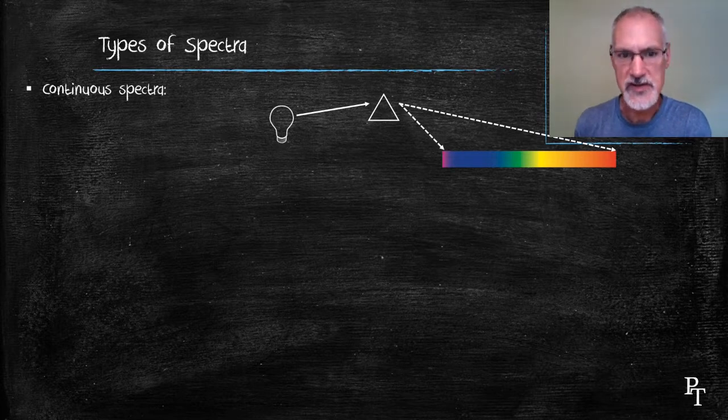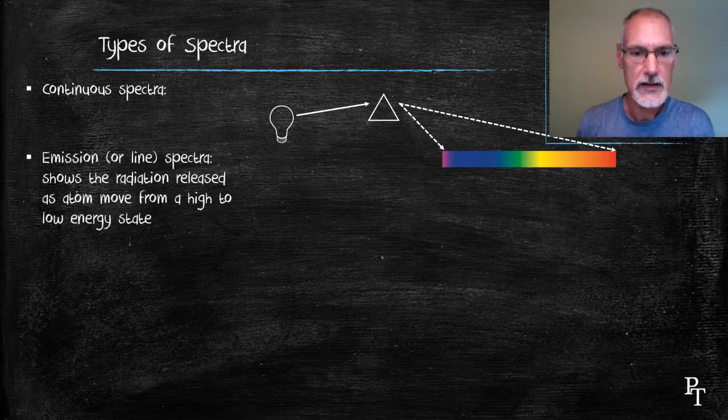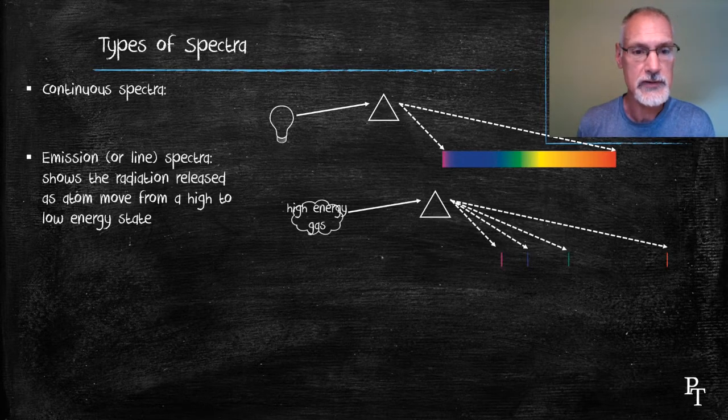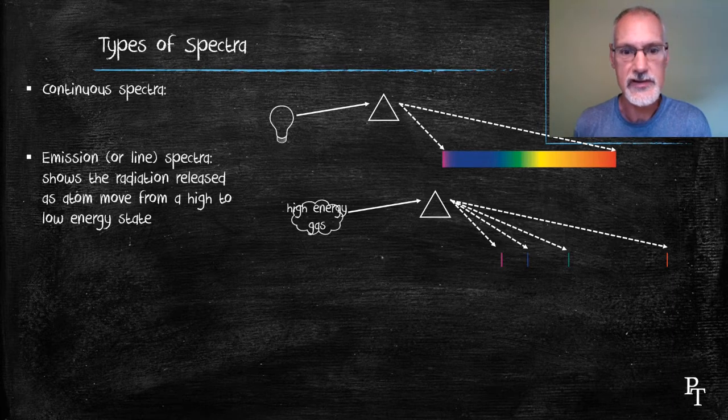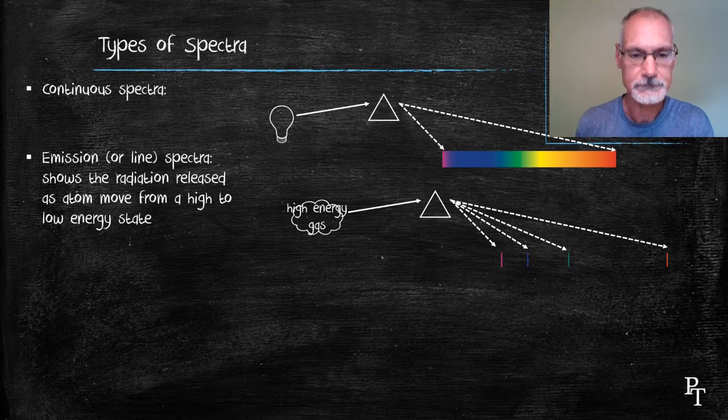If I make a change to this setup, replacing the white light with, say, a gaseous element at a high energy state, I can produce what's called an emission or a line spectrum. So my high energy gas contains one simple gas usually in it. That gas can be excited by either heat or passing electricity through it. And it produces discrete bands of color. These bands of color originate when the atom moves from a high energy state to a low energy state.